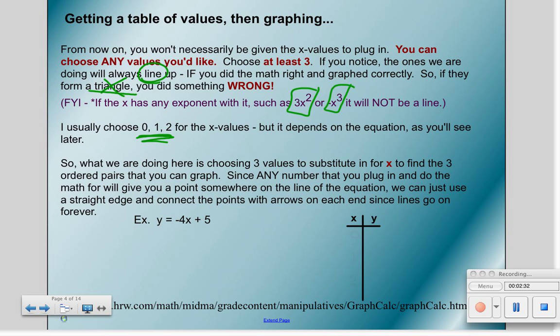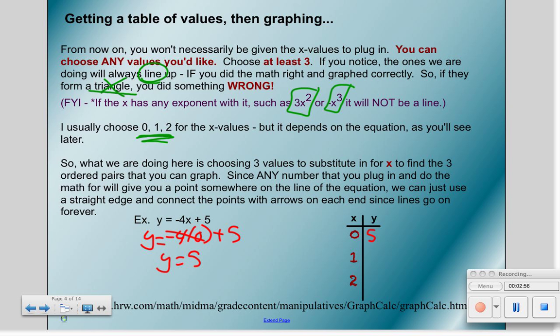So we're going to choose your 3 x values. I choose 0, 1, and 2 usually. Okay? And you're going to do the math. So you're doing it 3 times. So first I'm going to do y equals -4 times 0 plus 5. Well, that's 0, so y equals 5. So when my x value is 0, my y value is 5.